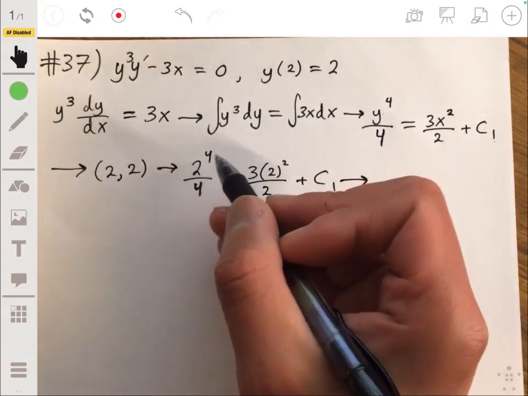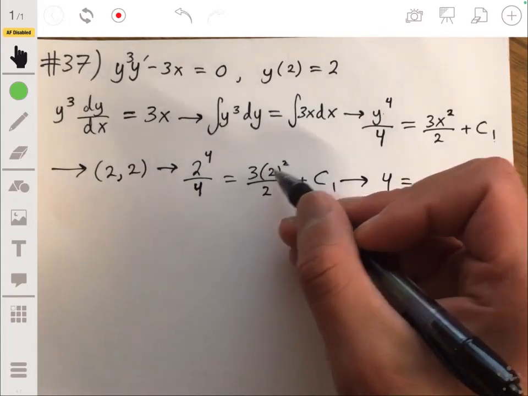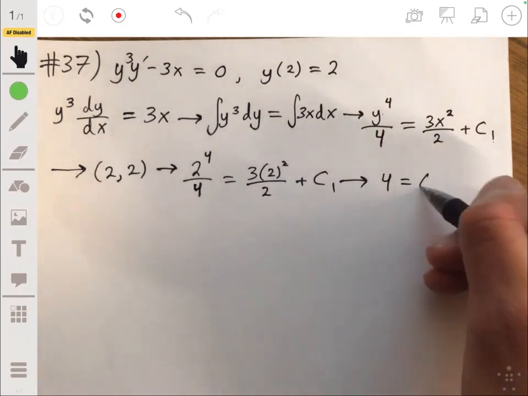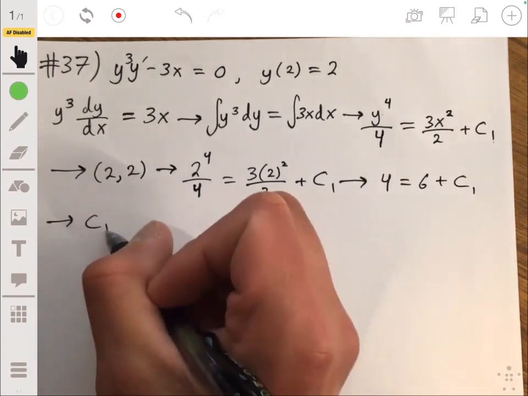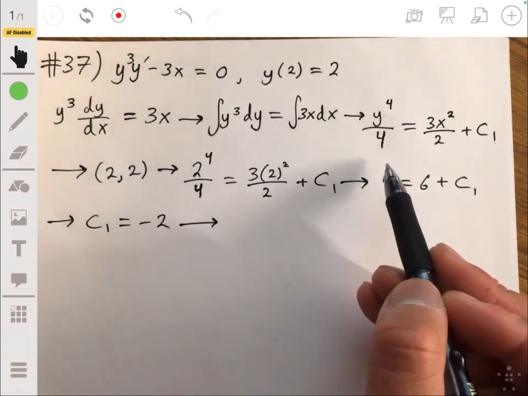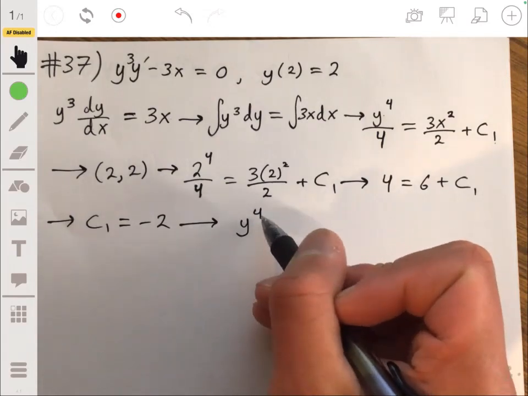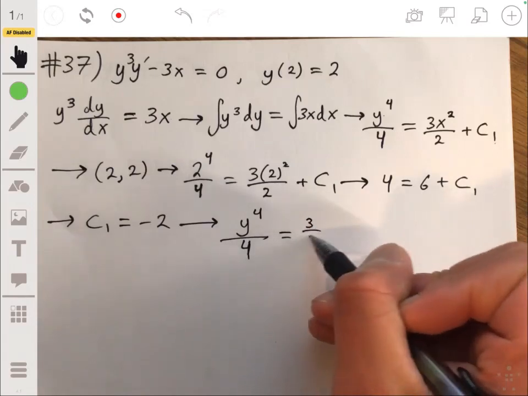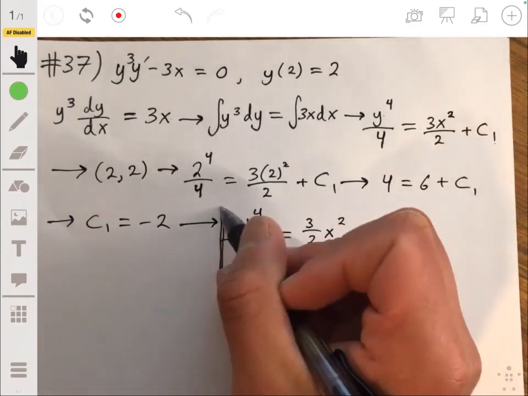2 to the fourth: 2, 4, 8, 16, over 4. We get 4 equals 3 times 4, 12, divided by 2 is 6, plus c1. And so c1 will be negative 2. And then we can write our particular solution as y to the fourth over 4 being equal to 3 halves x squared minus 2, in place of our constant c1.